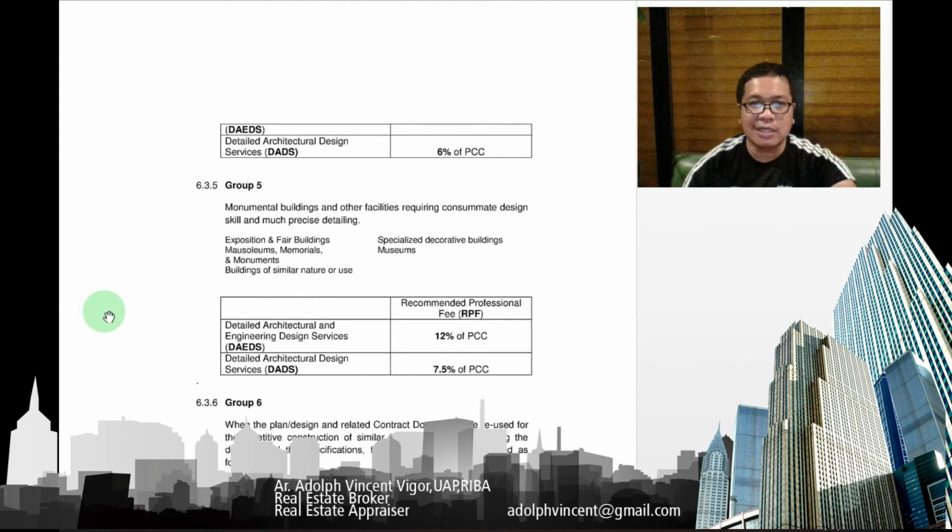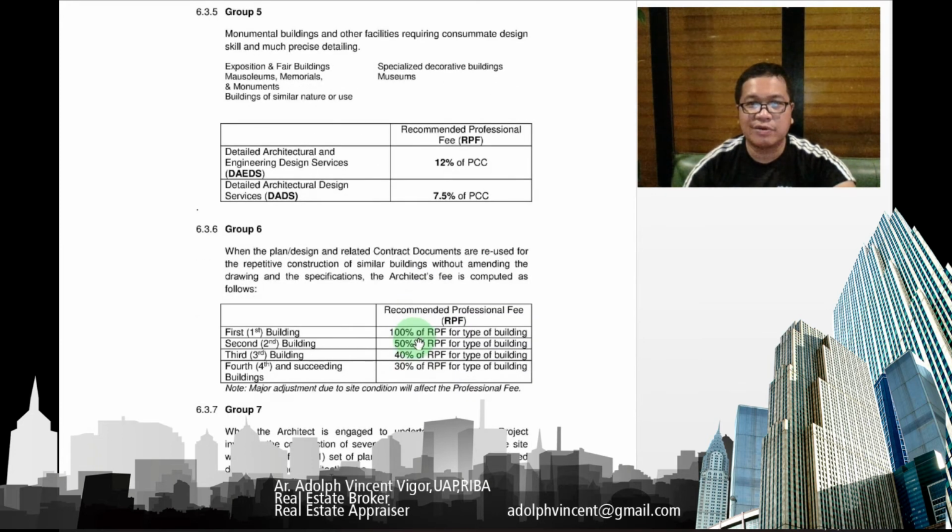So I think it's only fair the architects charge around 6. Then monumental buildings, that's Group 5, and other facilities requiring consummate design skill and much precise detailing. So these are your expositions, fair buildings, mausoleums, memorials and monuments, buildings of similar nature or use, museums. For the detailed architectural engineering design service, it's around 12% of the PCC. Then for the detailed architectural design service, it's 7.5.